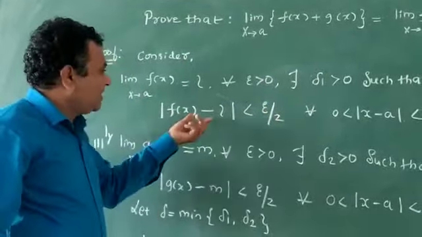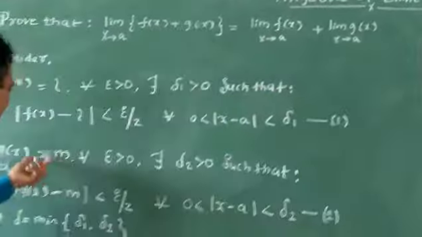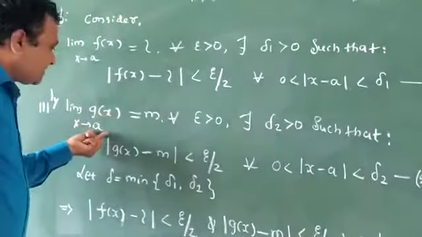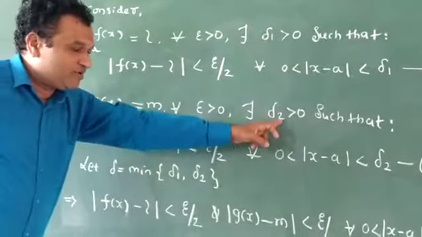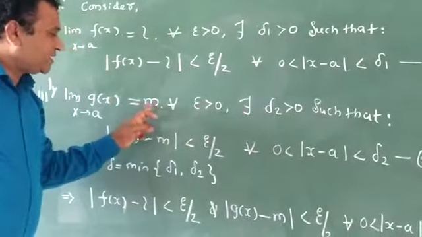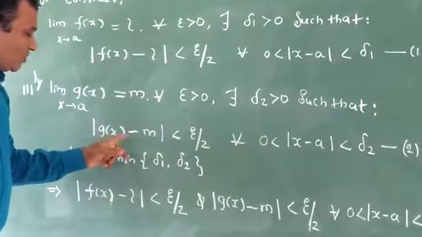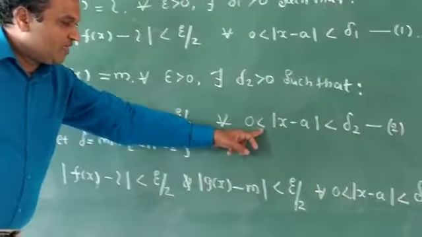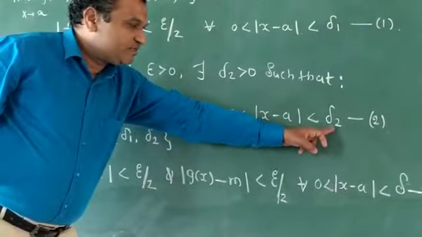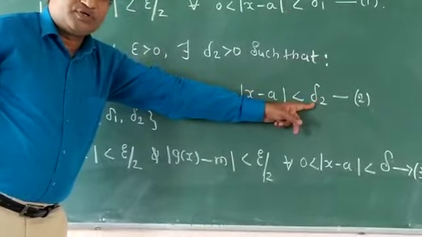Similarly, the limit of g of x as x tends to a equals m. According to the definition of the limit, there exists delta 2 greater than 0 such that modulus of g of x minus m is less than epsilon by 2, for every 0 less than mod of x minus a less than delta 2. Call it equation number 2.